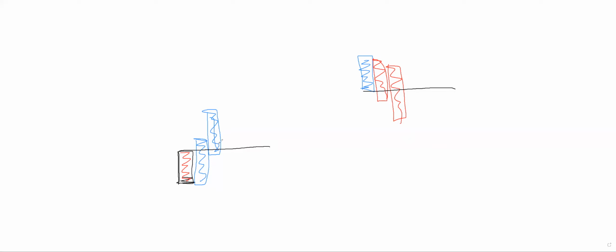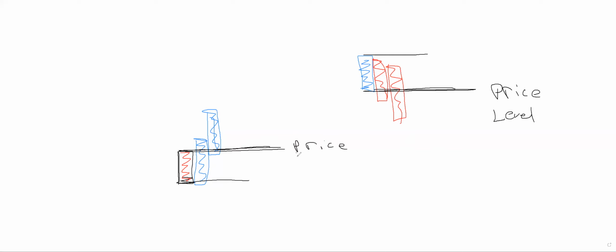Order blocks are pretty much full body candles. That's how they look. Now they're not going to be perfectly full body, but they're mostly at least 80% full body. And then the open of the candle is known as a price level. Some people call it a key level. Same thing. Price level, key level. It's simply a price level.